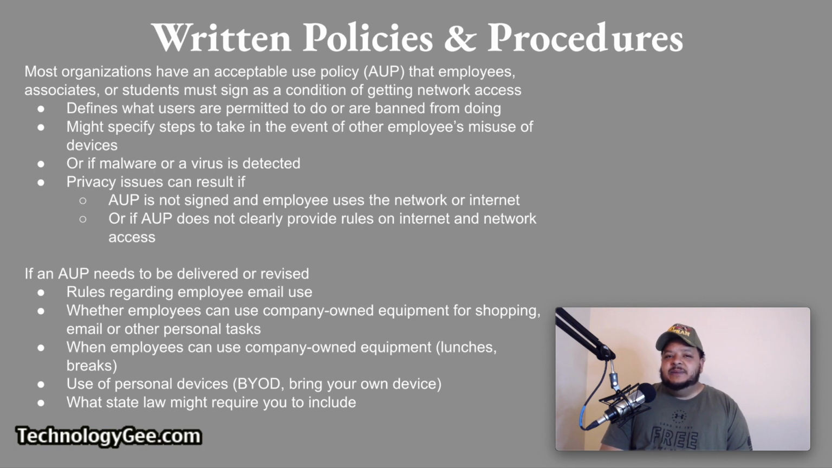If an AUP needs to be delivered or revised, here are some of the issues that should be included in such policies. Rules regarding employee email use, whether employees can use company-owned equipment for shopping, email, or other personal tasks, when employees can use company-owned equipment, such as on their lunch breaks, use of personal devices, such as bring your own device, or a BYOD policy, where you can bring your own smartphone or tablets to connect to the company network, and what state laws you might be required to include and follow as a part of your AUP policy.